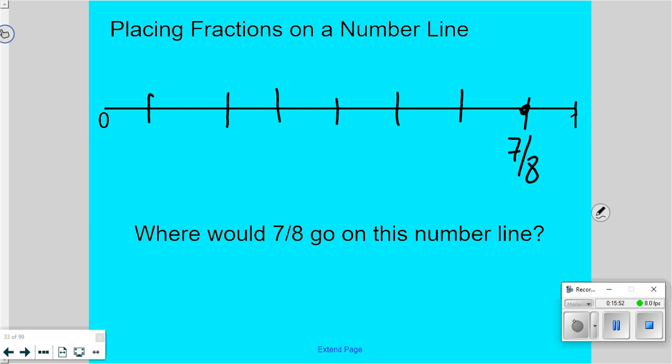Find 3/8 on your number line. Put a dot there. If you haven't put a dot at 7/8, do that too, please. I'm going to count, John. Count with me. 0/8, 1/8, 2/8, 3/8. All right, there's my 3/8.